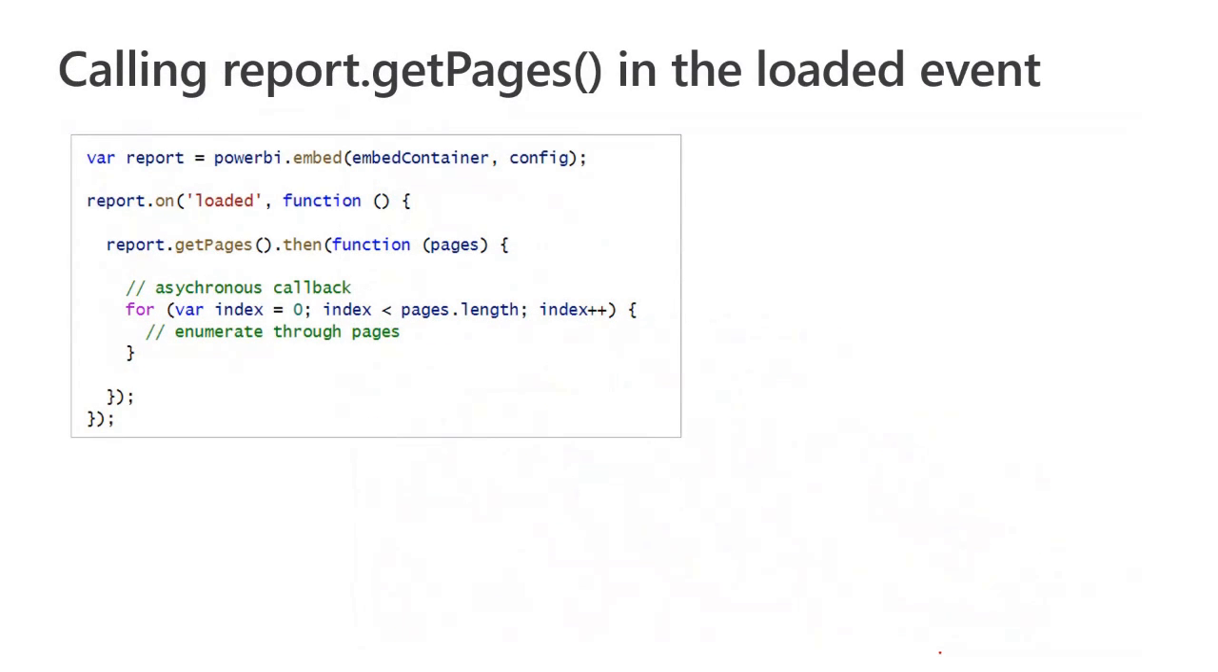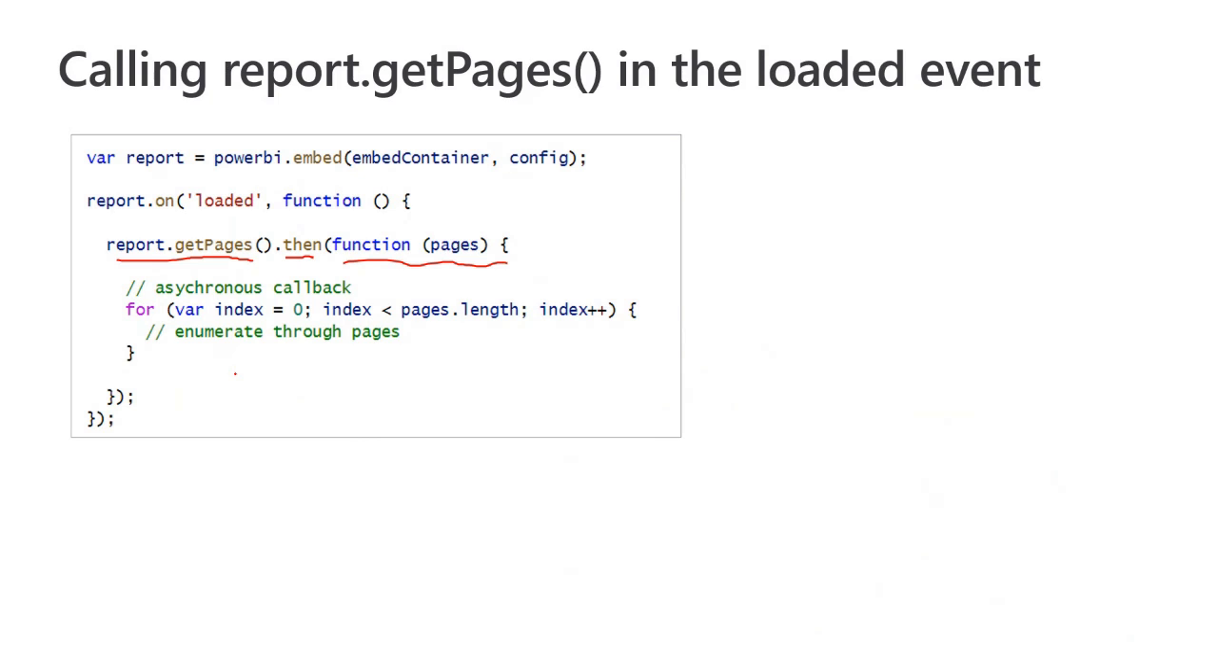Now, there's one other syntax thing I'm going to look at. Let's say that we want to handle the onloaded event handler. So I come back up here and I say report onloaded, and the second argument, I pass a function to. Then I call report.getPages, and it is an asynchronous method. So when I call report.getPages, I have to pass the callback function inside here. And now I've got the pages and I can move through.